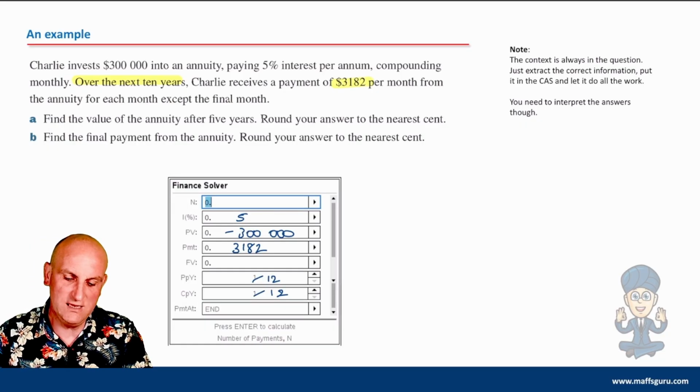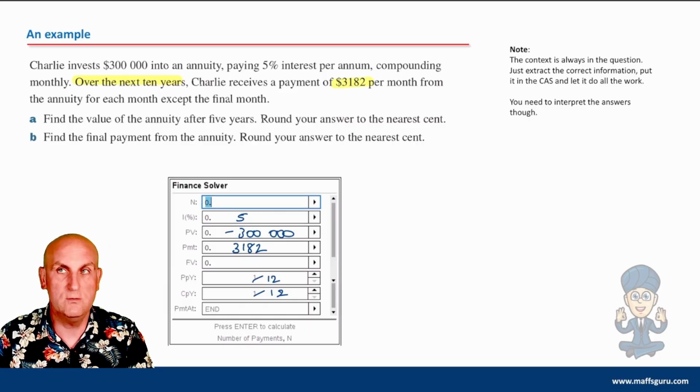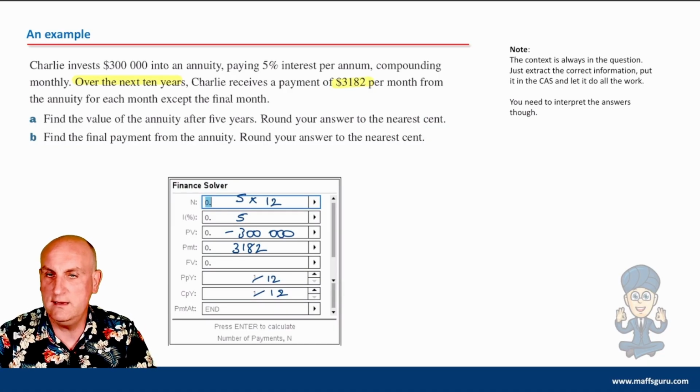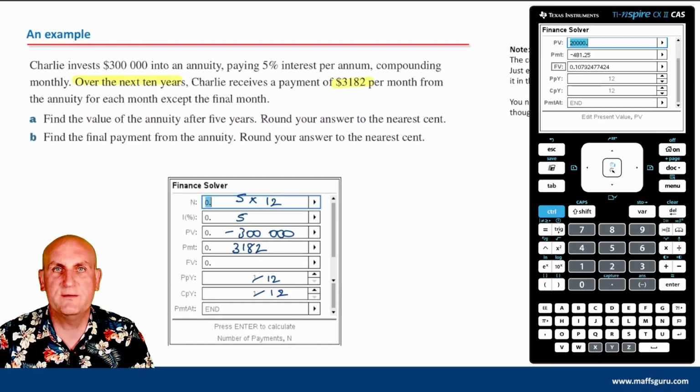Right, find the value of the annuity after 5 years. Okay, so what's that telling me? 5 years, that's my end value. So I've got 5 years and I'm getting how many payments? 12. All right, I've got everything I need. Let's fire up my calculator, put the information in. Where's my top value gone? There it is. So my N of 48.